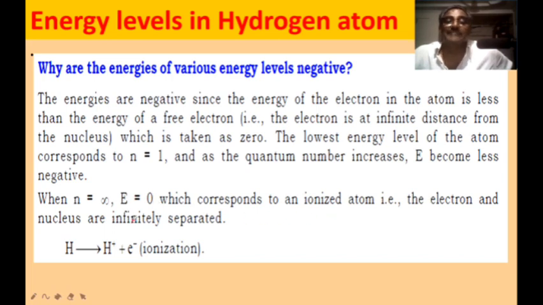As when the electron is just knocked out, that is, just came out from the influence of the nucleus, its value is 0. So all the values of energies of the electron in all the orbits or all the energy levels will be negative.